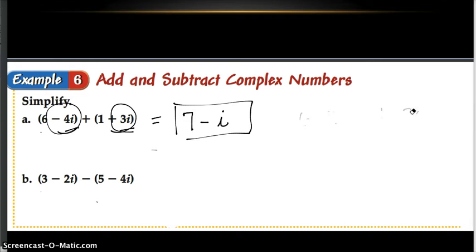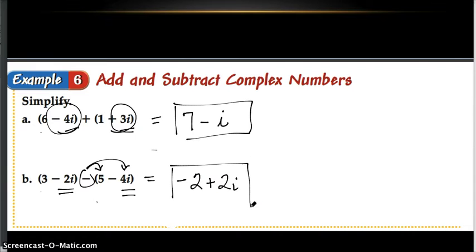You're going to treat i like it's a variable. Let's do the second part, part b. Part b is very much like the other parts, except we're going to distribute the negative through. We're going to, in a sense, think of this as a minus 5 and this is a plus 4. So 3 minus 5 gives me a negative 2. That's the real part. And the imaginary part right here is a negative 2i plus a positive 4i, leaves me with a positive 2i.